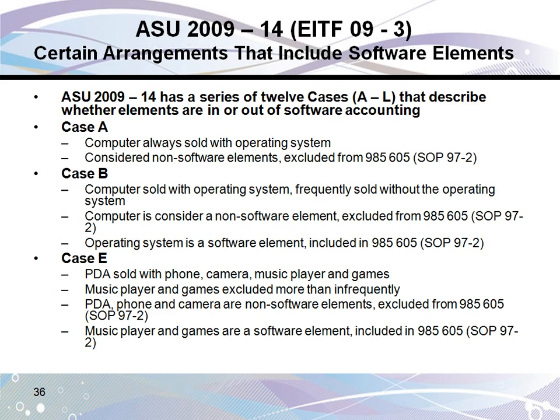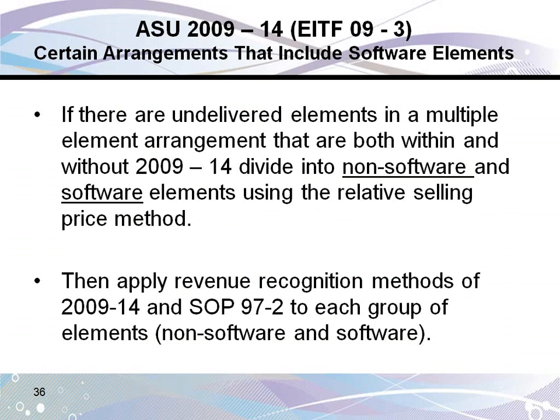And then here's an even more complicated case. They call it a PDA, but it's sort of the iPhone example. There's a phone, a camera, music player, and games. In this case, the music player and games are excluded more than infrequently, so sometimes it's just sold with the phone and the camera. So the phone, the camera, the PDA would be non-software, and the music player and games would be considered software elements. So what does that mean?